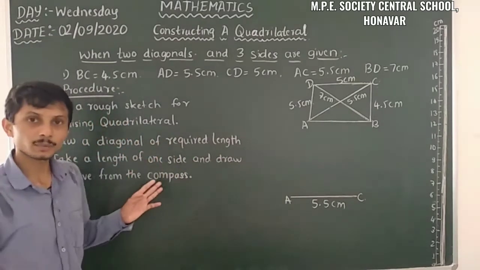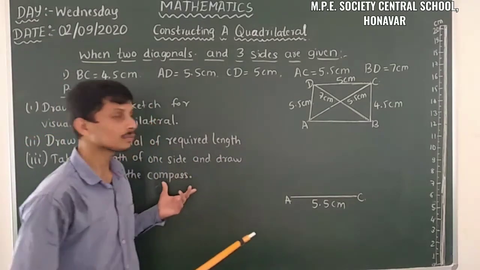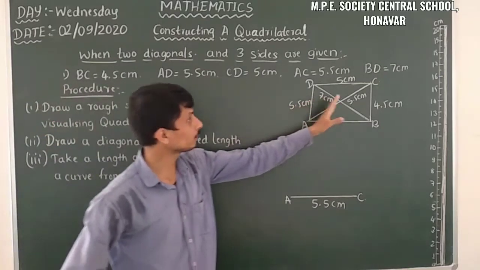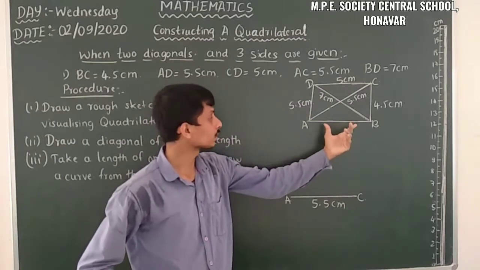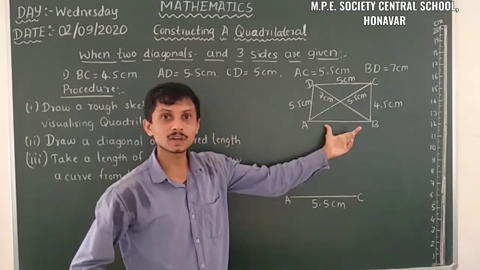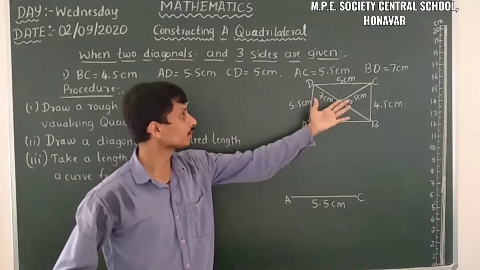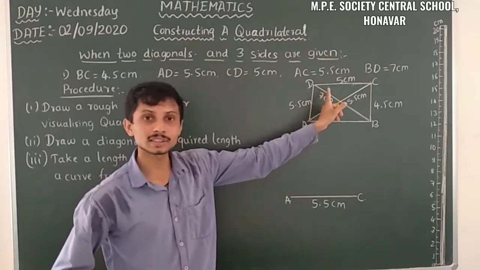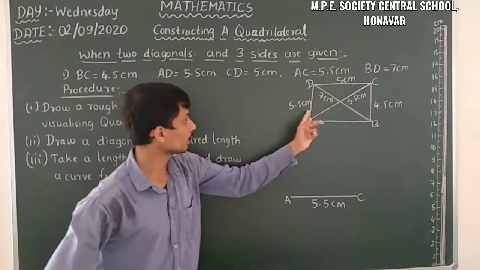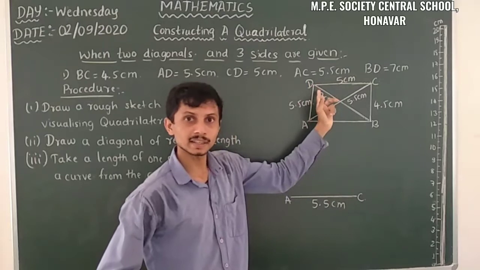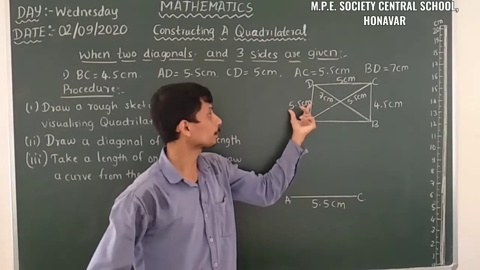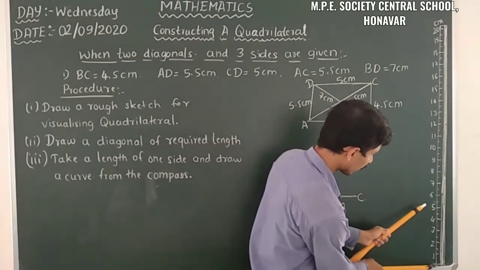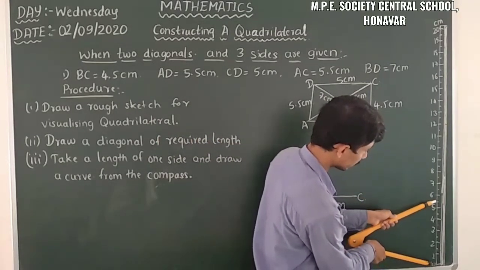So here, just take the length of one side. We must select above the diagonal only, because when we take below the diagonal, one side is absent here. So in above the diagonal we have to select one of the sides. Here I will select the length AD. AD is of length 5.5 centimeter, so I will take a length of 5.5 centimeter.